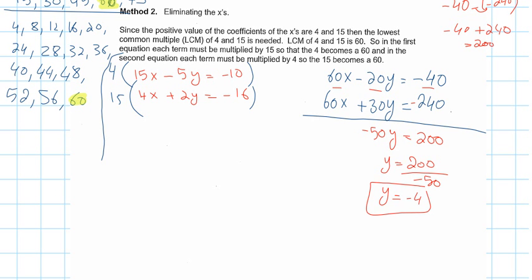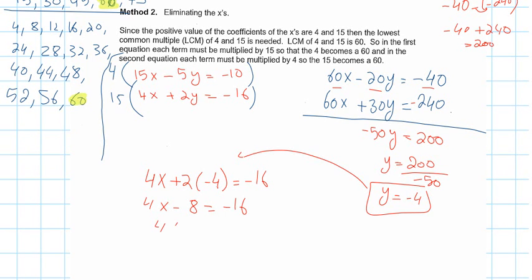And to find the x value, you just take that and plug it into the original equation. Again, you can pick whichever one you want. I'm going to pick the second one. So I have 4x plus 2 times negative 4 equals negative 16. So 4x minus 8 equals negative 16. Bring the negative 8 over. So that's 4x equals negative 16 plus 8.